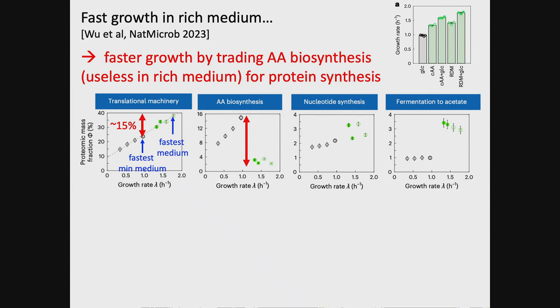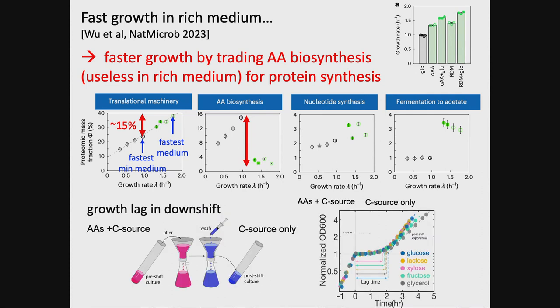Okay? So when cells are growing in the presence of amino acids, it basically suppresses all of the synthesis of amino acids. Okay? And that's about 15%. Right? Now, there's a consequence to this. If you're going along happily in enriched medium, then suddenly the amino acids are gone, right? Then you have to grow in minimal medium, and you have to make all the amino acids, okay?